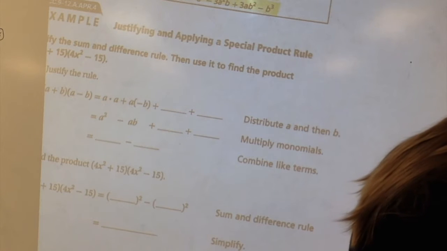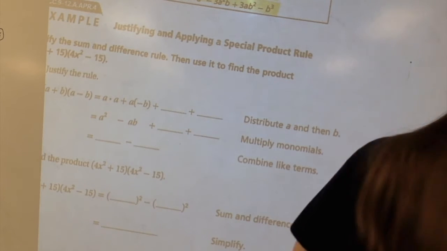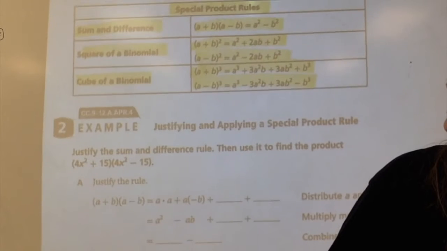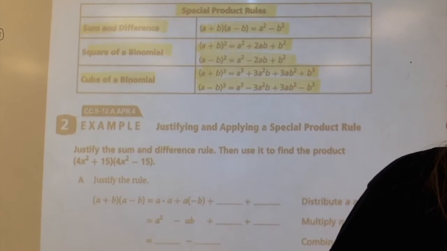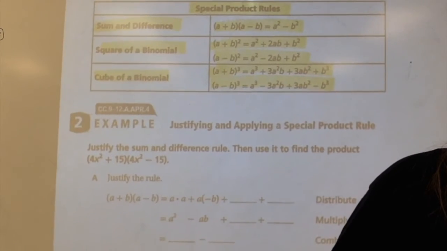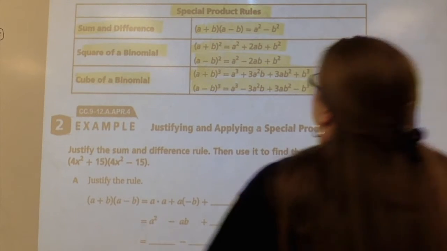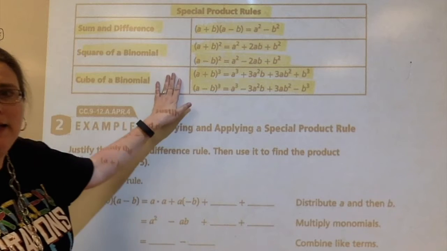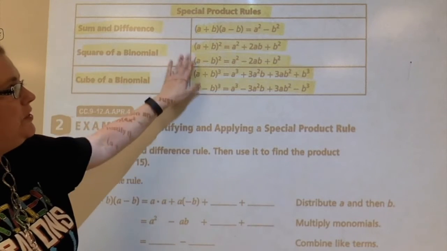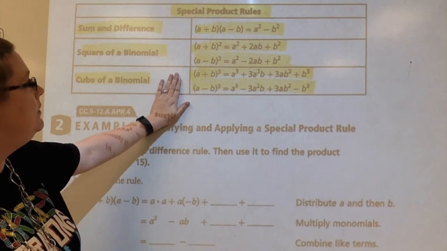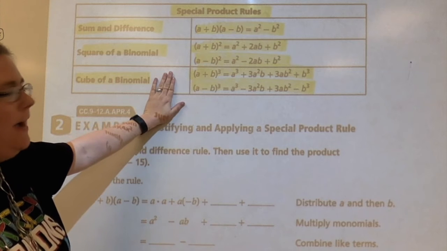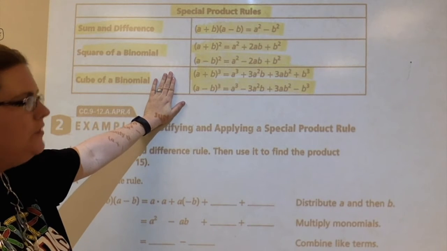Example 2, back of this page. The top box is about special product rules. There are several special products that occur frequently that it's helpful to recognize their patterns and develop rules for these products. I highlighted these on my sheet, and I think that you should also because you're going to need to know these. You're going to need to not have to flip back to your notes every time.